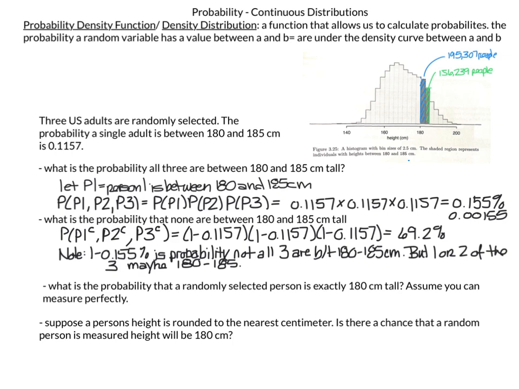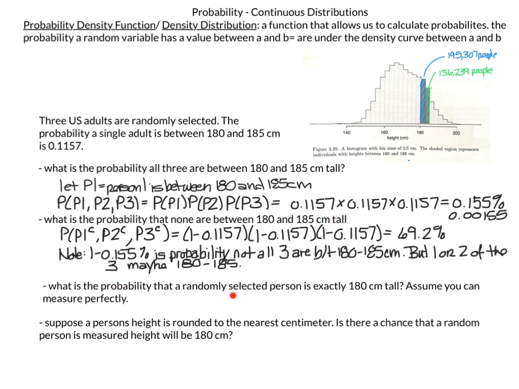So again, my note is that this here, the 1 minus our previous answer, is the probability not all three are between 180 and 185, but 1 or 2 of the three may be in that height range. And that's a totally different answer to the probability that none are in the height range.